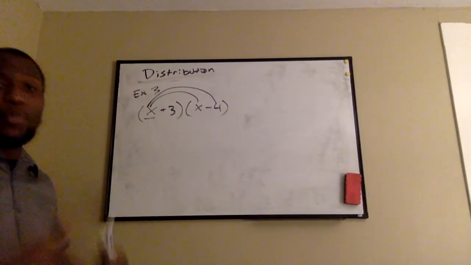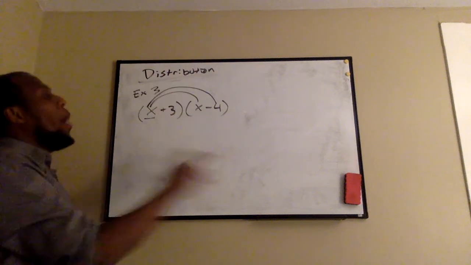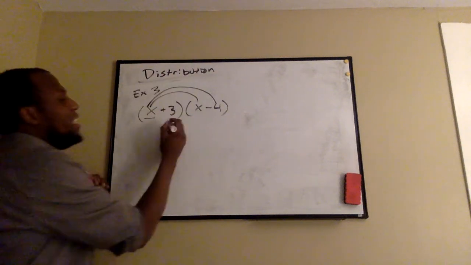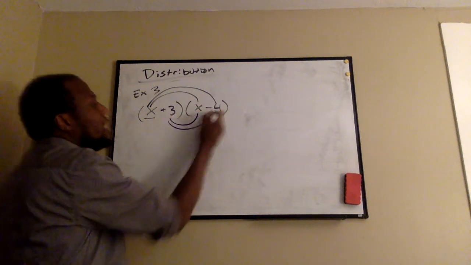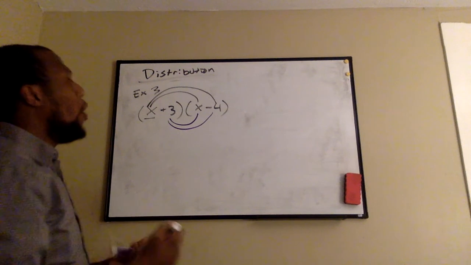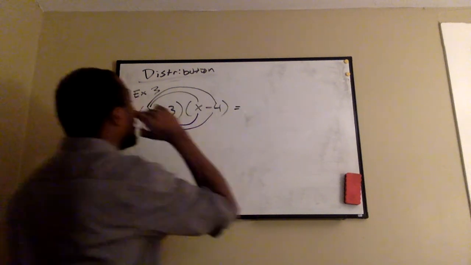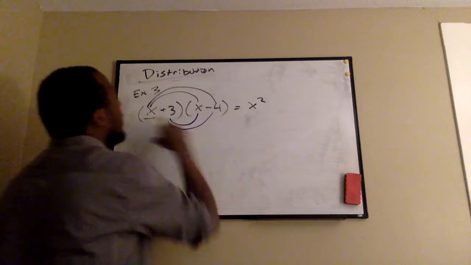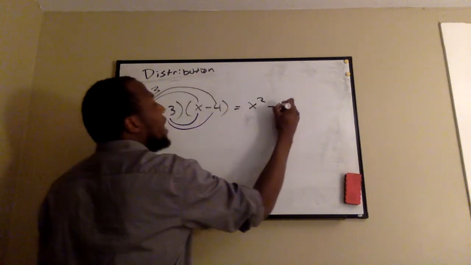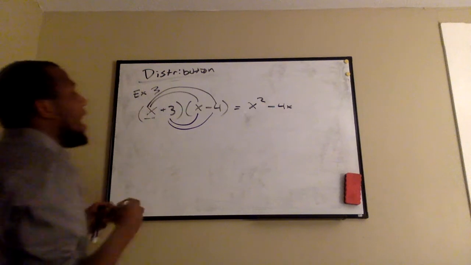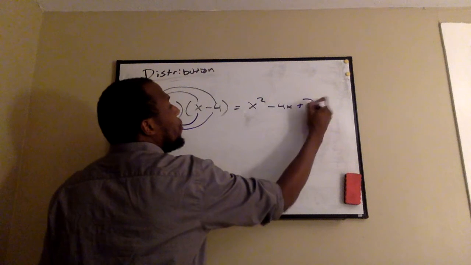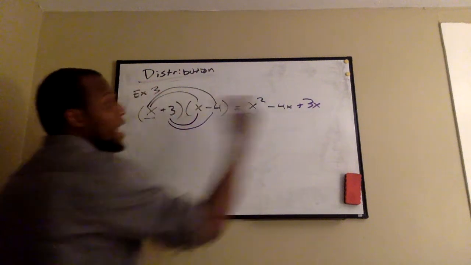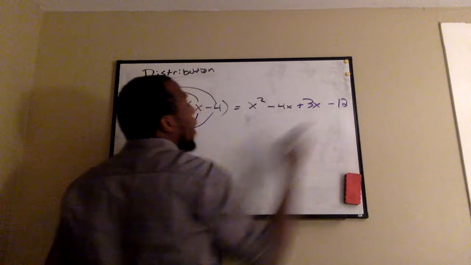Okay, the reason why it's called double distribution is because we're going to distribute twice, all right? Once with the x, and then separately with this 3. The 3 to the x, and then the 3 to the negative 4. Once we do that, our multiplication would be x times x would be x squared. x times negative 4, which would be negative 4x. And then in the other case with the 3, we have 3 times x. That'll be a positive 3x. And then 3 times negative 4, which would be negative 12.